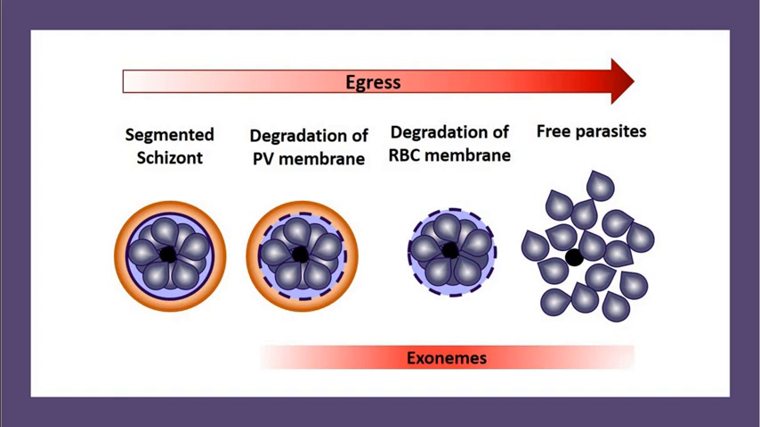So you can see the apicomplexa are a bit different. They are definitely parasites. If for some reason either of the hosts somehow could not exist, the plasmodium will not continue on to the next part of its life cycle. It'll stay where it is.